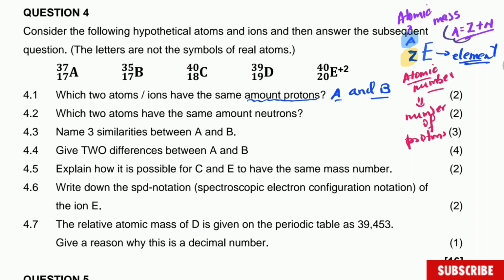Which two atoms have the same amount of neutrons? Now guys, if we go back to this equation here, A is equal to Z plus N, so the neutrons can be calculated by subtracting A minus Z. In other words, the atomic mass minus the atomic number. So for each of them, for instance, here it will be equal to 37 minus 17. That will give you the number of neutrons, in this case equal to 20. If we go to B, we have 35 minus 17, so the number of neutrons is going to be equal to 18.